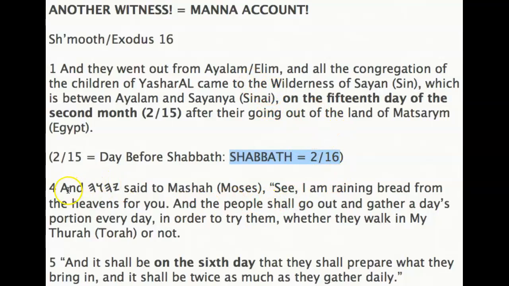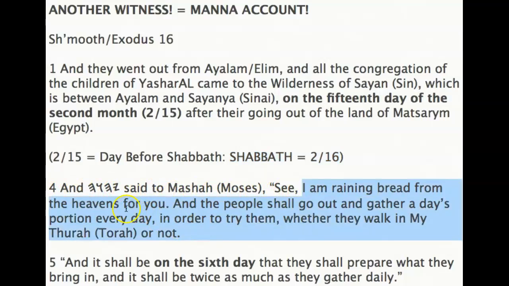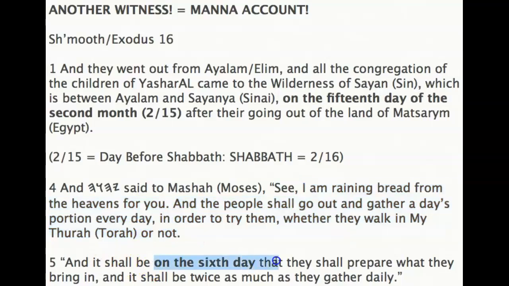Now, if we jump down to verse 4, it says, "And Yahuwah said to Mashah, See, I am raining bread from the heavens, or the Shamayim, for you, and the people shall go out and gather a day's portion every day, in order to try them, whether they walk in my Thurah or Torah or not. And it shall be on the 6th day that they shall prepare what they bring in, and it shall be twice as much as they gather daily."